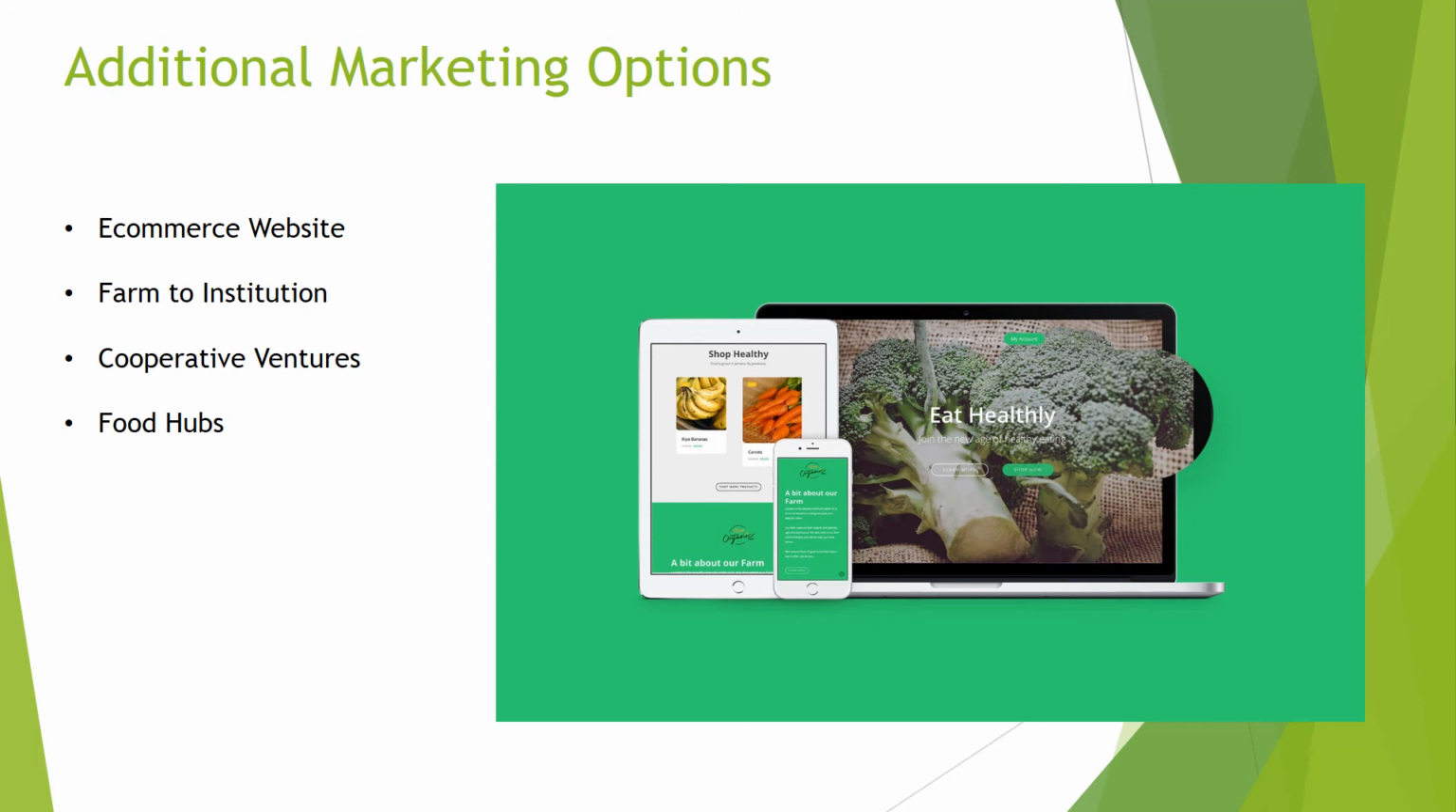And then we have food hubs as another marketing option. These are becoming more popular, especially on the mainland and also here in Hawaii. This is an aggregation and distribution point for local farms, where a food hub will offer markets for a variety of small farmers and then do the marketing and distribution of those items to retailers, other wholesalers, CSAs, a variety of different customer types.